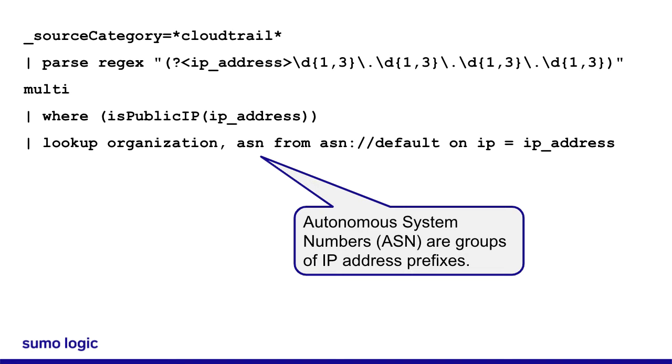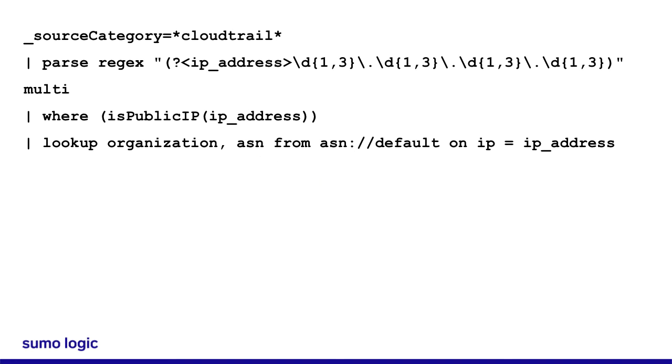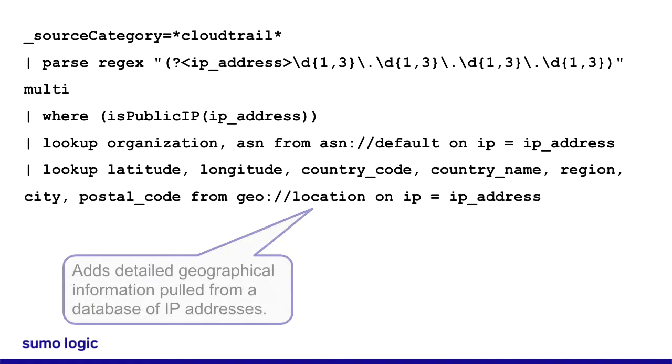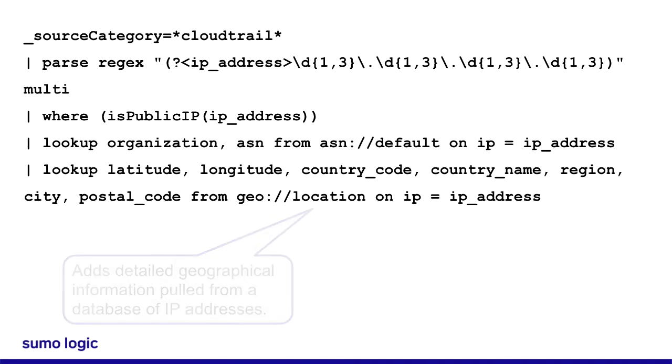Wow, ASN seems like a really useful database. And we can get all that info from just the IP since we normalized our metadata. Another useful database is geolocation. We can get latitude, longitude, country, region, city, and even postal code information from an IP address. That'll be useful for tracking down the source of any suspicious log messages.